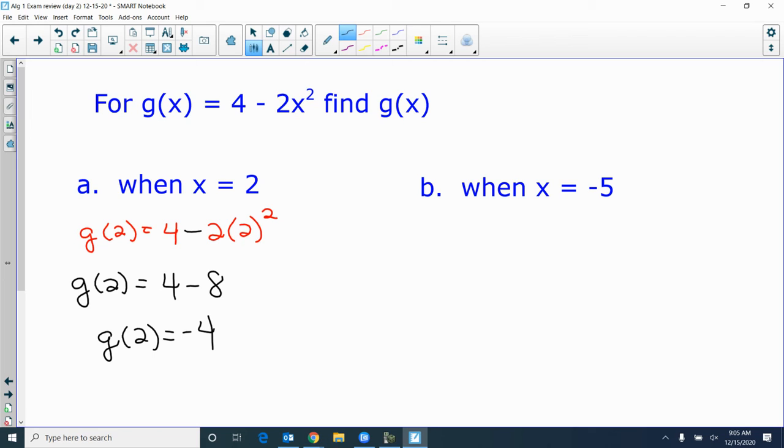All right, you do the second one. Let's see how many people get that right. Plug in -5. You can use your calculator. Please use your calculator. That was g of -5. Oh, dear.